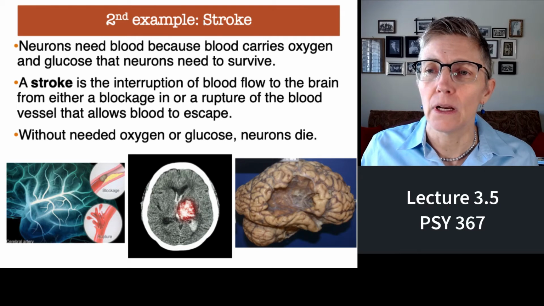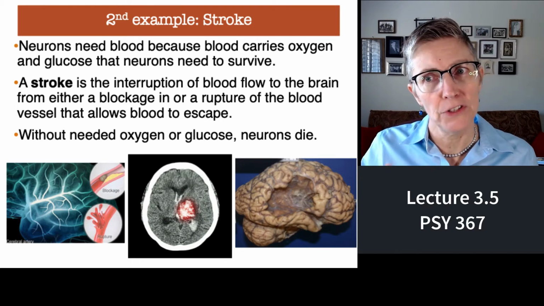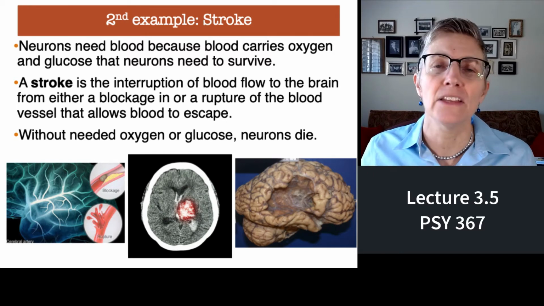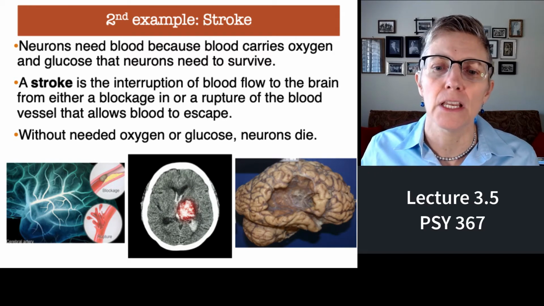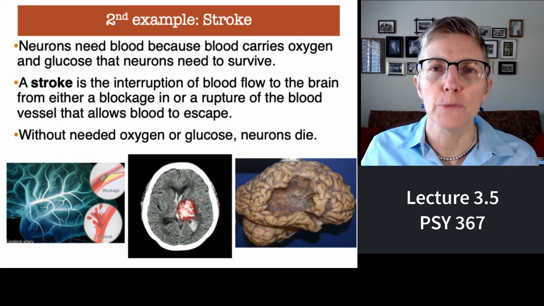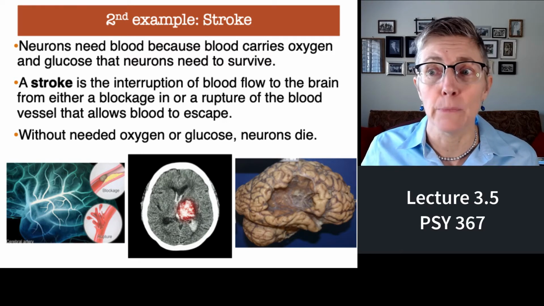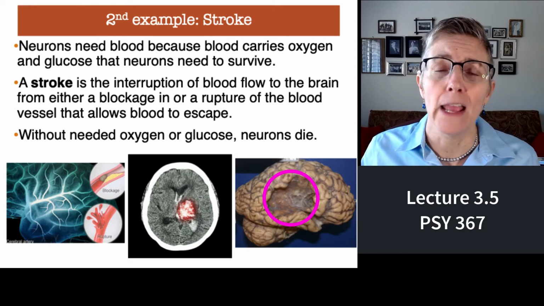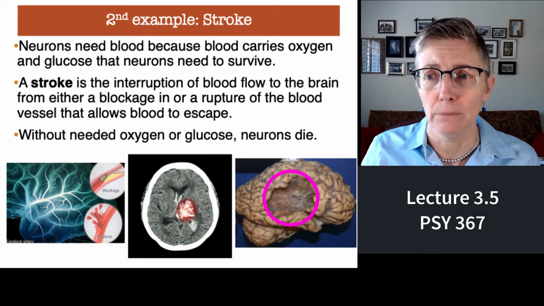You can see a picture of the 2 different kinds of strokes here. And on the right-hand side of the slide, you can see a brain image, but also a physical specimen of a brain of somebody who had a massive stroke in their right hemisphere, in the right half of their brain.